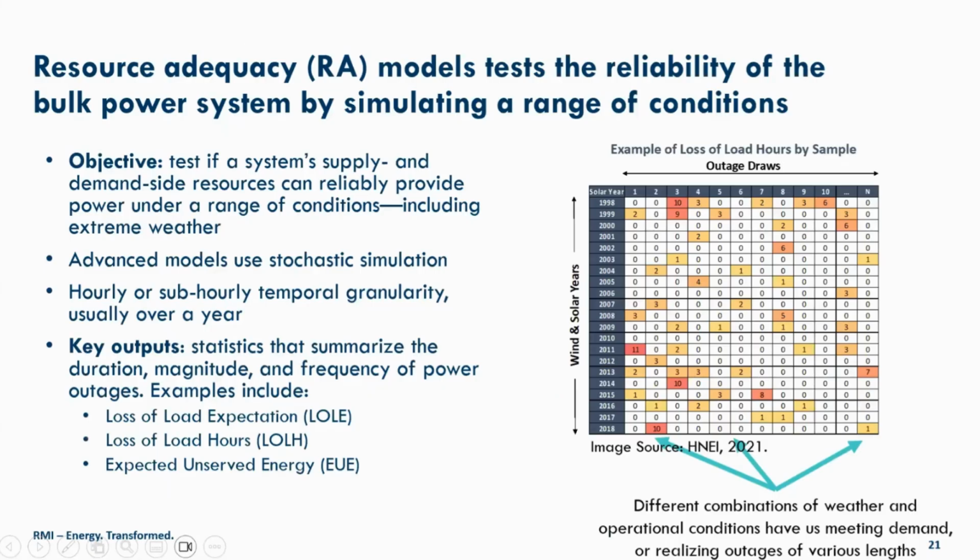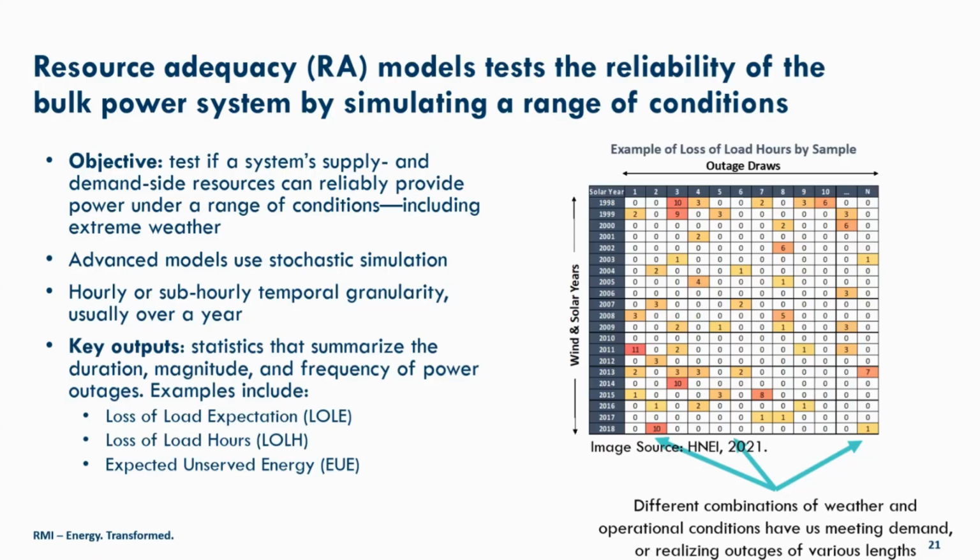And that's the objective, to test if a system's supply and demand side resources can provide power under a wide range of conditions, including extreme weather. Advanced resource adequacy models are stochastic, or mostly random, and they will have dozens, hundreds, even thousands of random draws looking at different outage conditions, different weather, different loads. And by doing this, we can see whether the grid can perform, whether it can reliably meet supply and demand during each hour, and if not, how bad that outage can be.